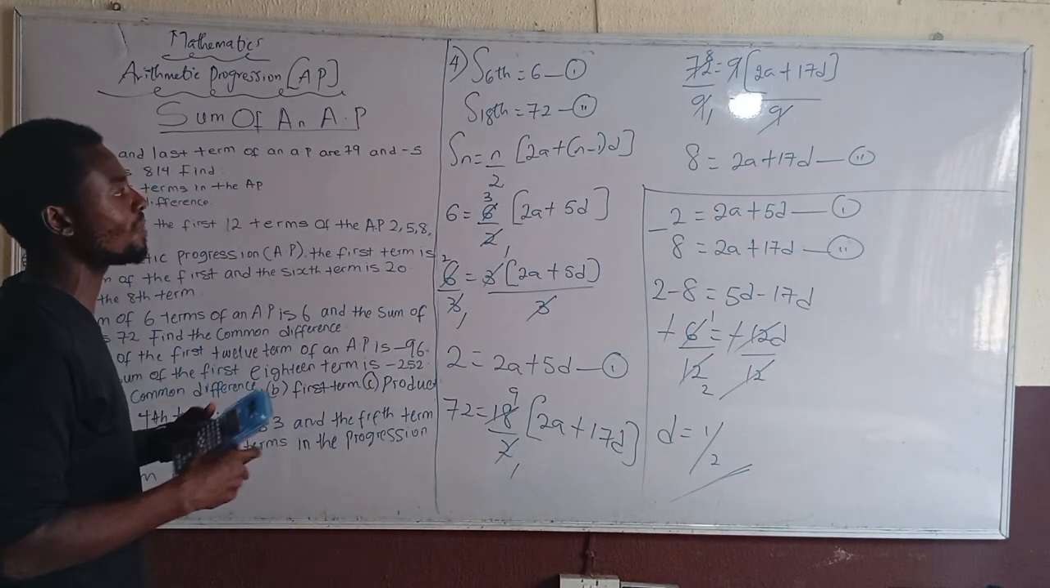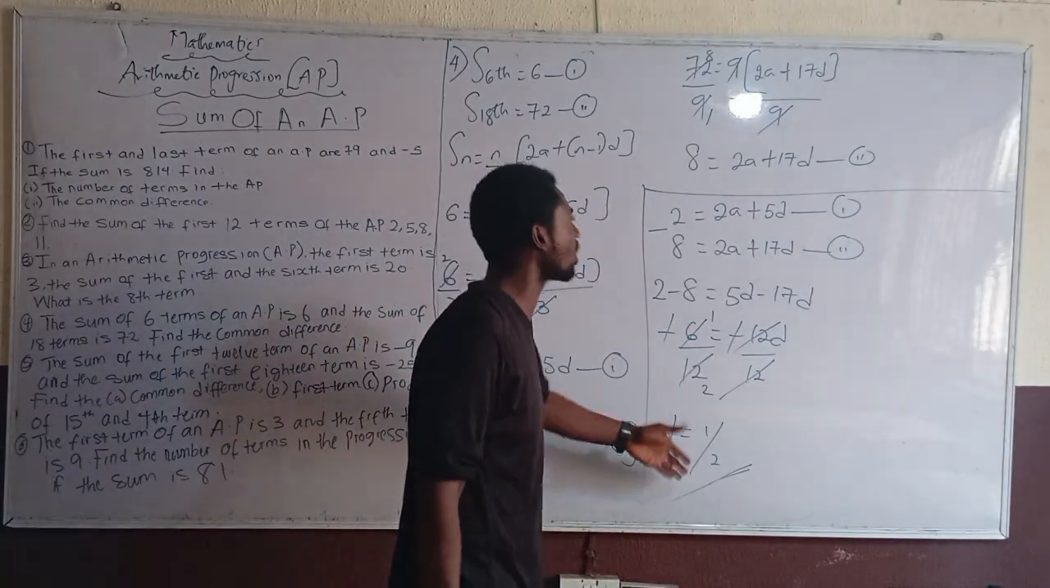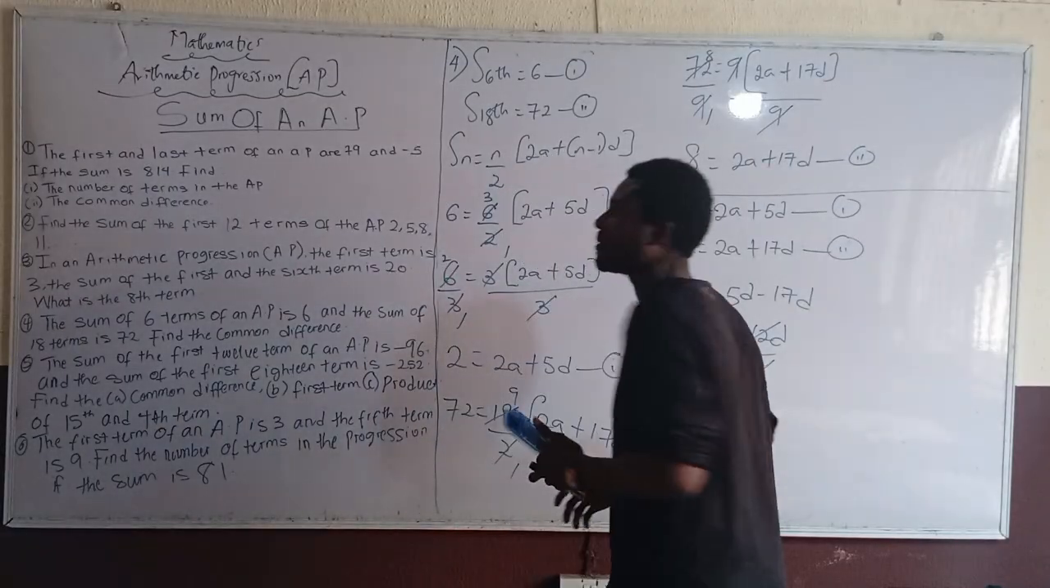Let's assume I was told to calculate my first term. I can now push further and substitute d equals 1 over 2 into equation 1 or equation 2. So I move to number 5.